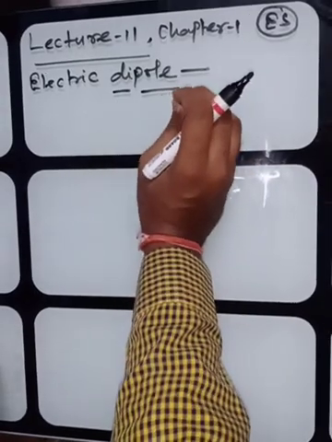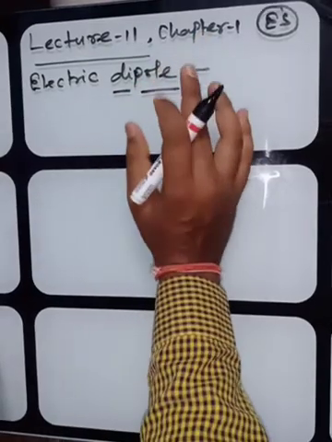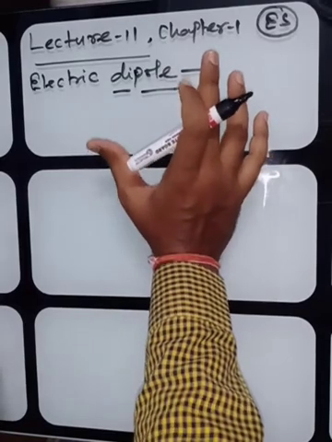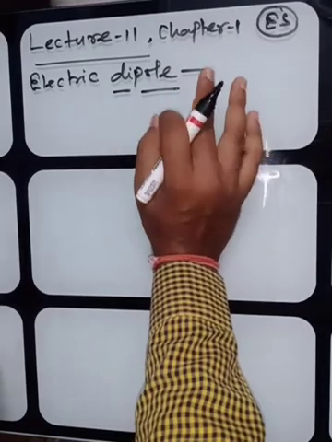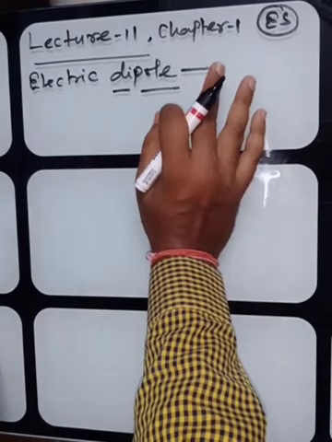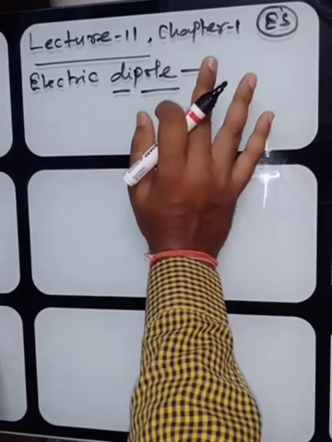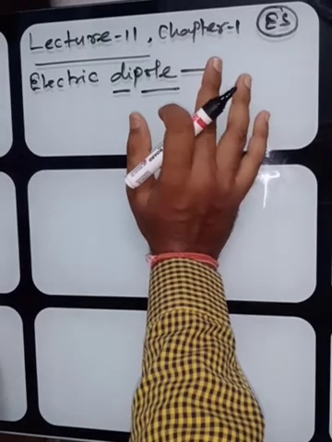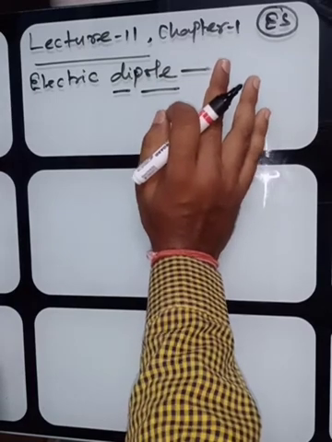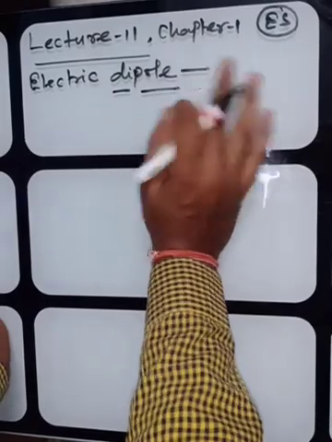In simple language, in your notes, if it comes in the examination, what is an electric dipole, then you can write: a system of two charges having equal magnitude and opposite nature, separated by a very small vector distance, is known as an electric dipole. This is the simple definition, my dear students.